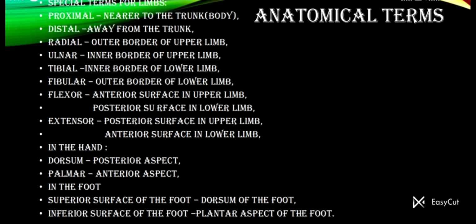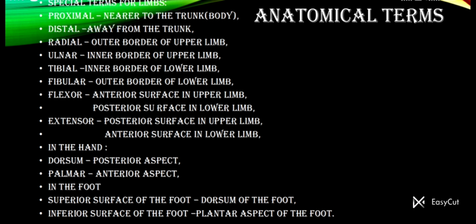Then the extensor surface is just opposite to the flexor surface. If we see the posterior surface of the upper limb, that consists of the extensor surface, the muscles used for doing extension. In the lower limb, the anterior surface is the extensor surface. Once again, flexor surface means anterior surface in upper limb, posterior surface in lower limb. Extensor surface means posterior surface in upper limb, anterior surface in lower limb.